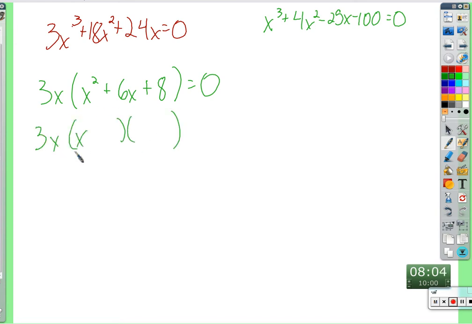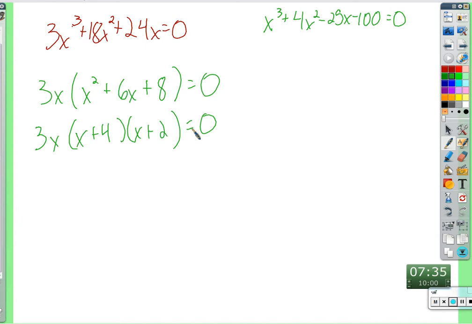x plus 4, x plus 2. Let's see, x squared plus 2x plus 4x, so 2x plus 4x is 6x. 4 times 2 is 8, yes. And now what? Well, and then you gotta do x equals negative 4.